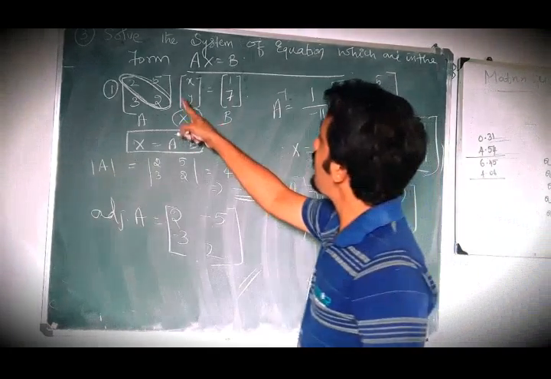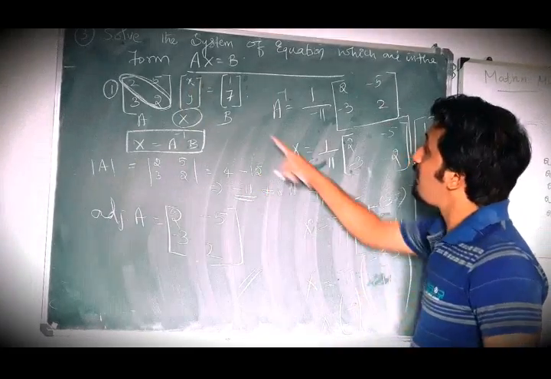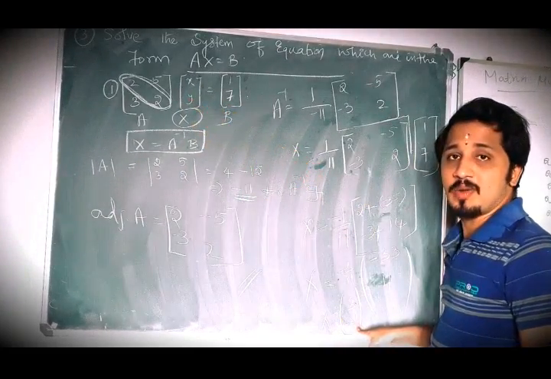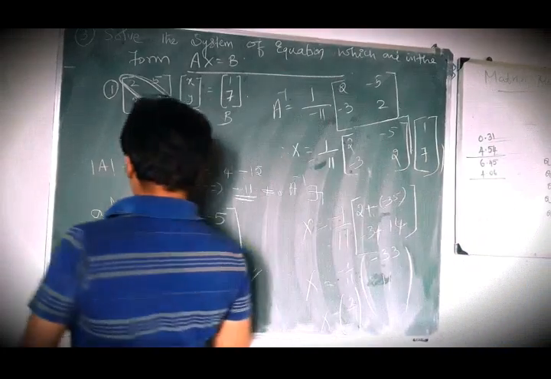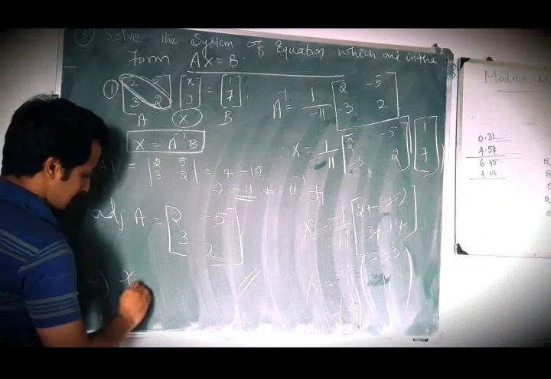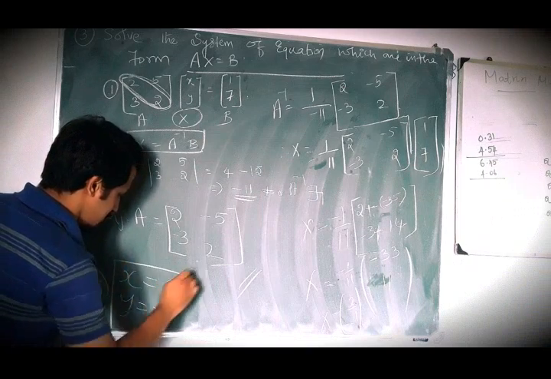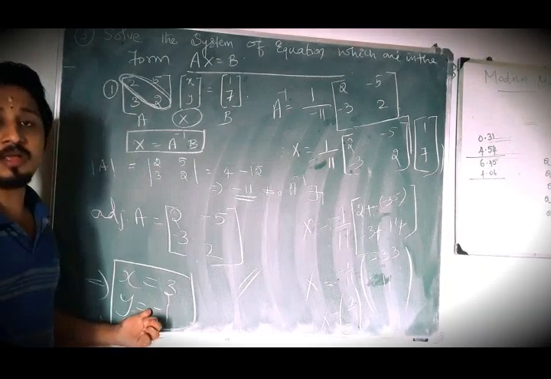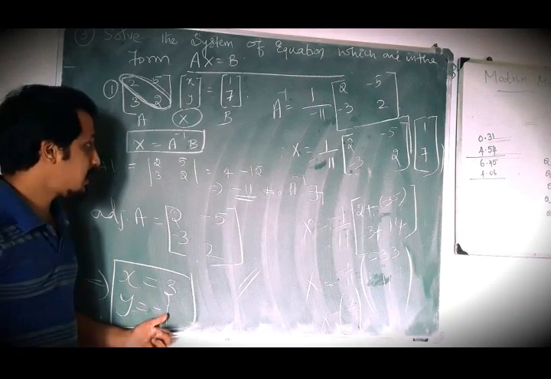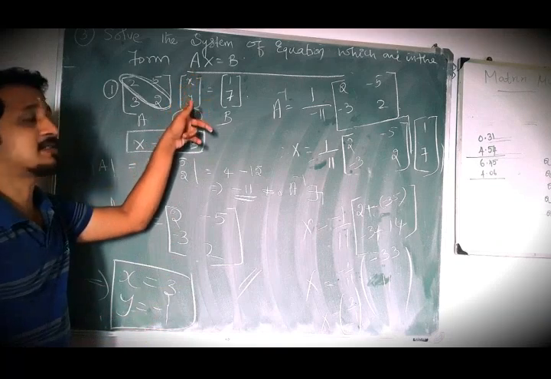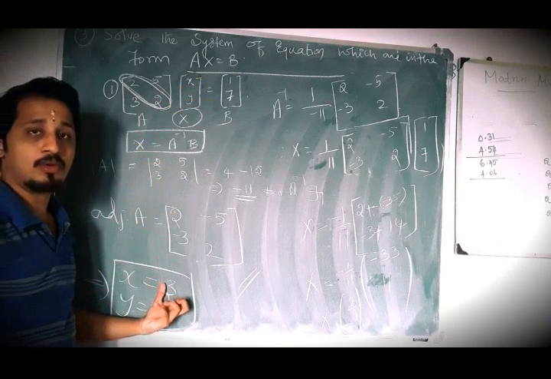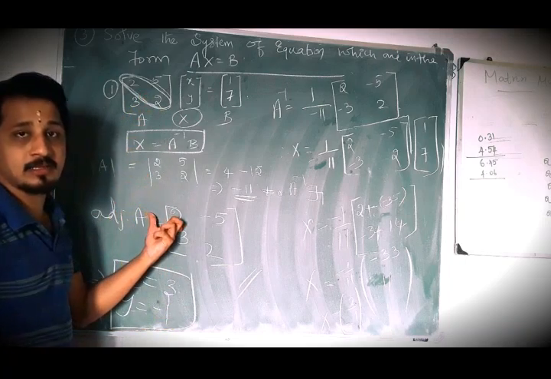That means the value of x is equal to 3 and the value of y is equal to minus 1. Is it clear? The value of x is 3 and y is minus 1, which is the required value for x and y. This is the way you have to solve for the 2 by 2 matrix.